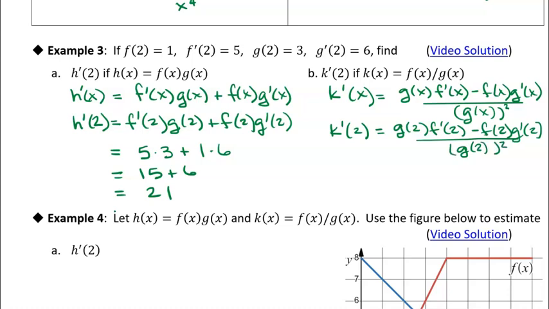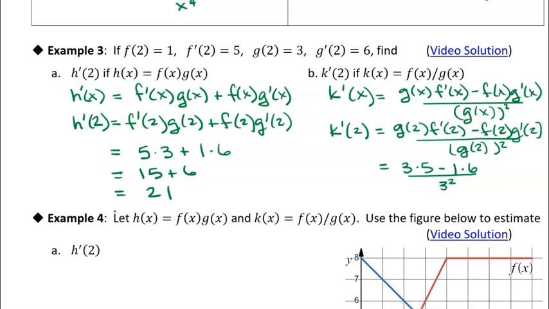All right? And then I'm going to just look up at the top and see what values I was given. g of 2 is 3. f prime at 2 is 5. And then minus f of 2 is 1. g prime of 2 is 6. And then I'm going to divide all of that by g of 2 squared. So g of 2 is 3, and then we have to square it. 3 squared.